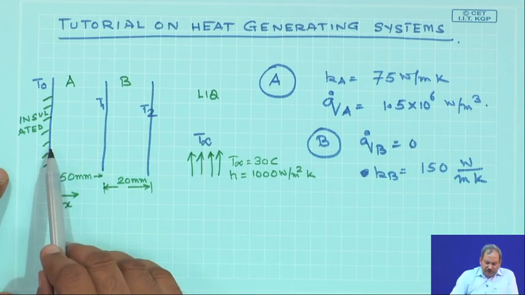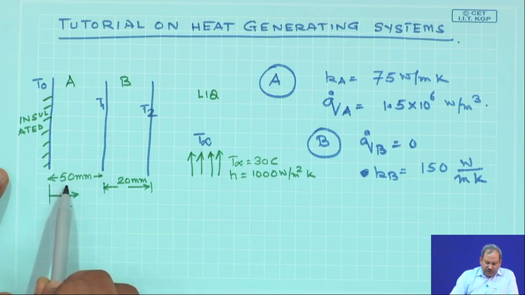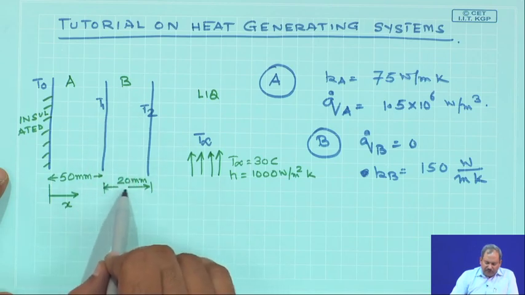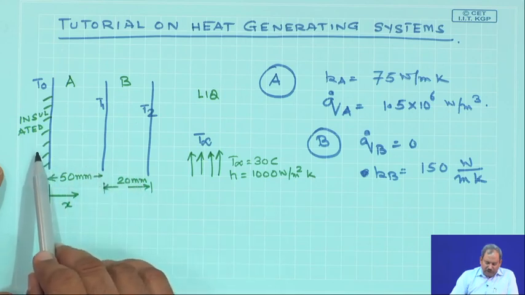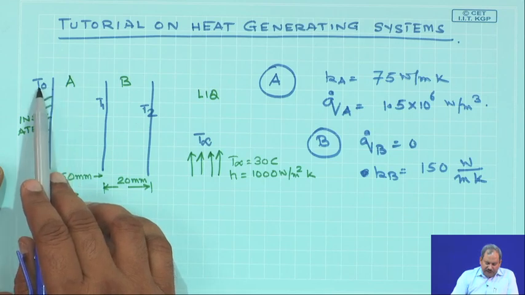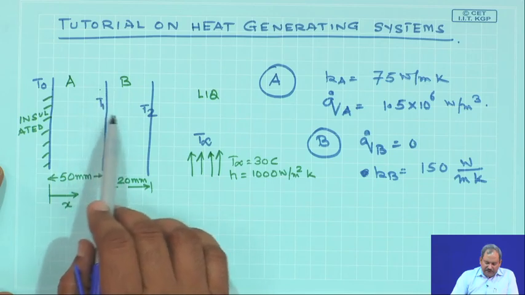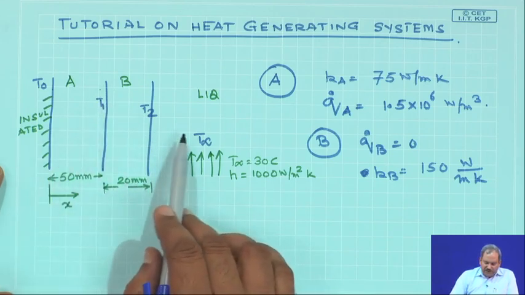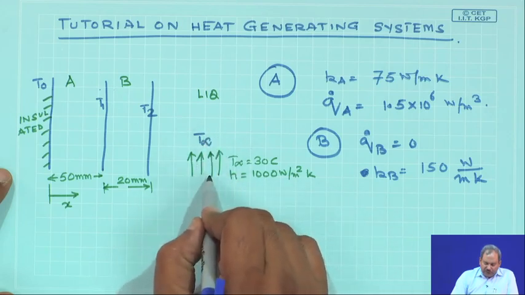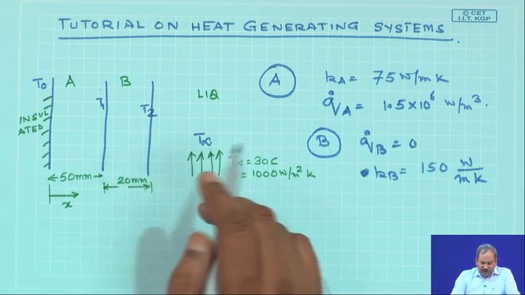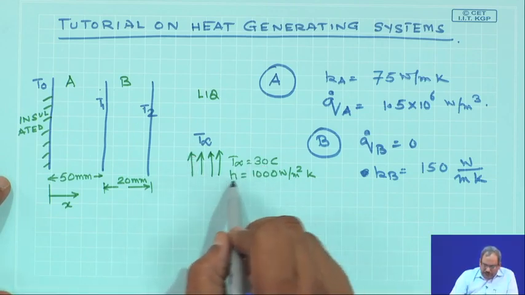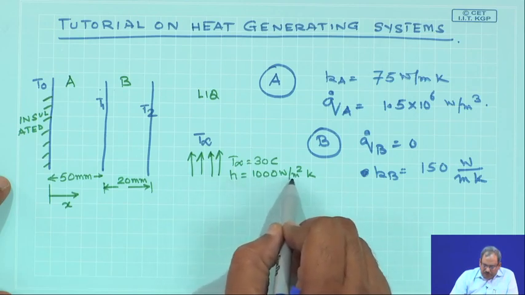So, this is a plane system of material A of thickness 50 millimeter, and then on the other side of A I have another material B whose thickness is 20 millimeter. One side of A is insulated, that means at x equals 0 you have insulation. The temperature at this point is denoted by T0. The temperature at the interface between A and B is T1, and on the other side of B I have a liquid whose temperature far from the wall is T infinity, at 30 degree centigrade, flowing along the plane of B. This flow creates a convective heat transfer coefficient of 1000 watt per meter square per Kelvin.